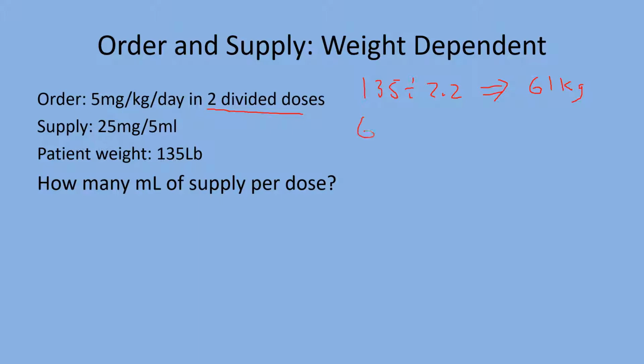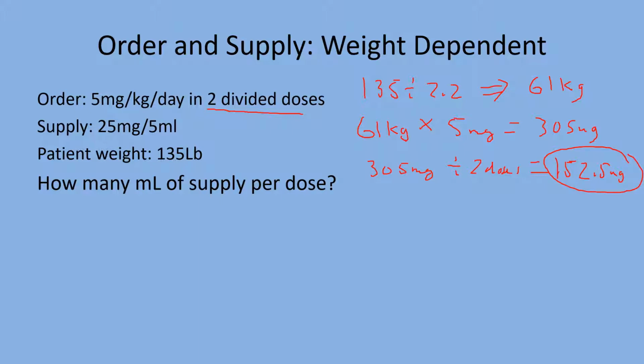So once we get the kilos, we're then going to multiply by the order, which is 5. That's going to be 3.5. That's the daily amount, right? But we're not going to give it to them all at once. So we're going to divide by 2 doses. 152.5. Yep. So that's our order.